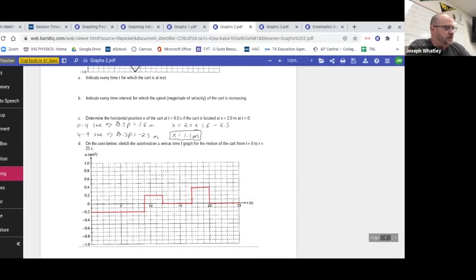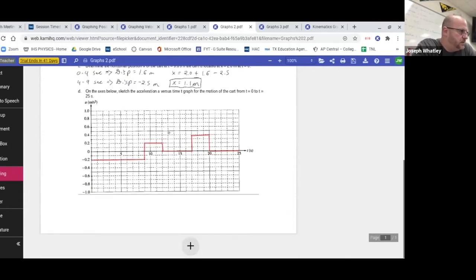D says, now we want to sketch the acceleration versus time. We've never graphed acceleration versus time, but do you remember how we went from position versus time to velocity versus time, and we just basically took the slopes? That's the same thing we're doing here. We go to our velocity versus time graph, we grab the slopes under the same time scale and graph it. So let me scroll it back and let's look.